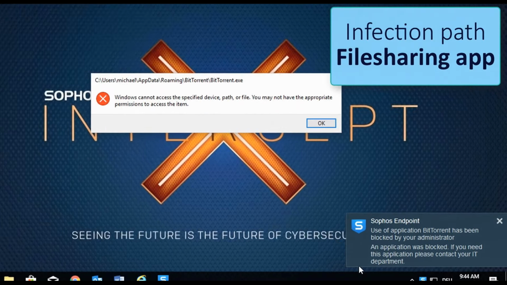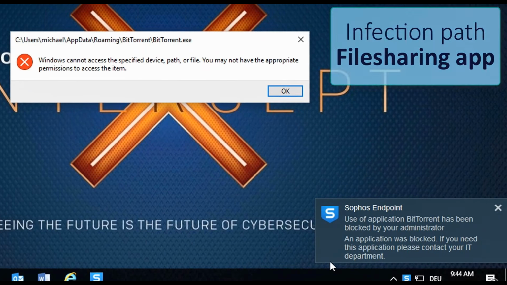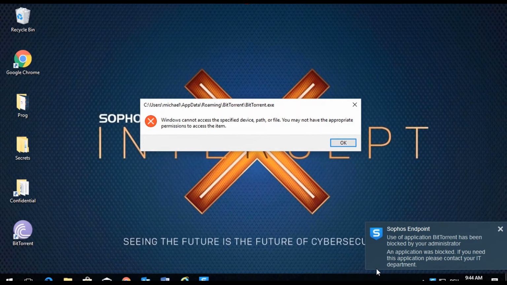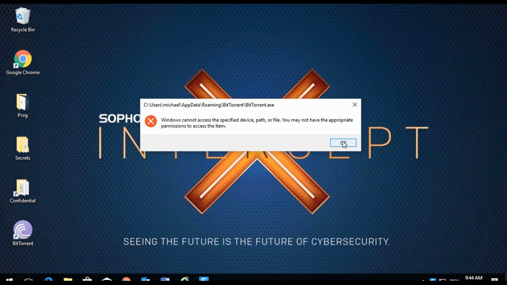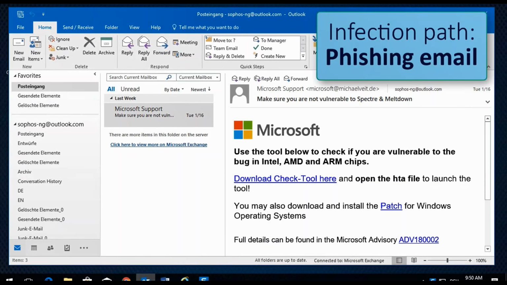Or if he wants to run a mining application by himself, you have application control running, so you're capable of blocking specific applications or application categories that you don't want to use on your corporate machines, of course.